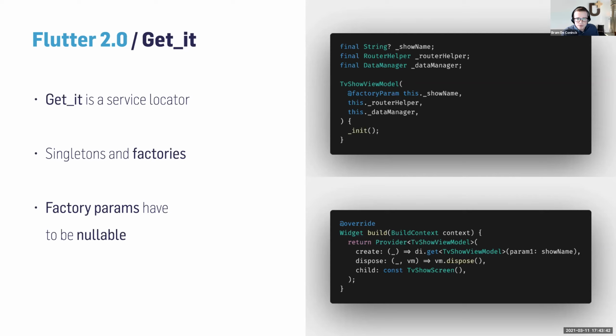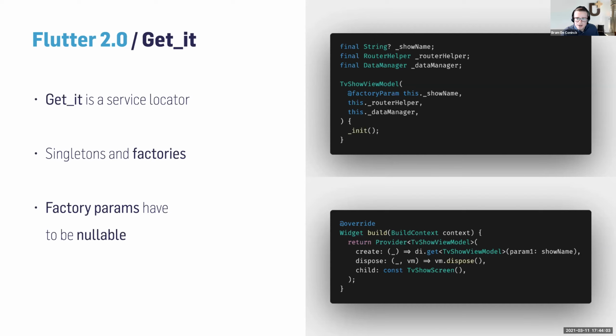And sometimes, for example, in the case of the TV show view model, we want to be able to pass the show name as a parameter. So as you can see in the image above, you can see the constructor for the TV show view model. And we have to use the factory param keywords before this.showName.